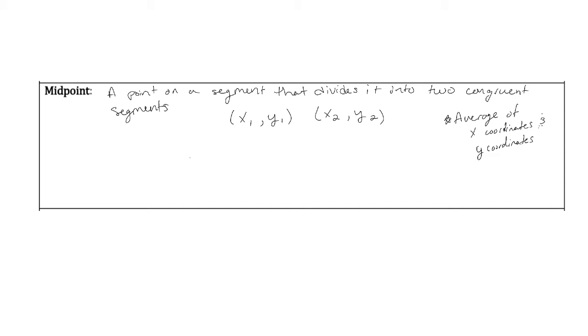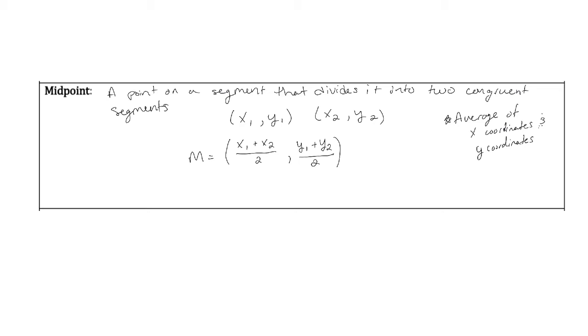So the midpoint formula is equal to our x point, which is x1 plus x2 divided by 2, because it's the average. We have 2 points, so we divide by 2 and we get the average. And then y1 plus y2 divided by 2. And that is what gives us our midpoint.